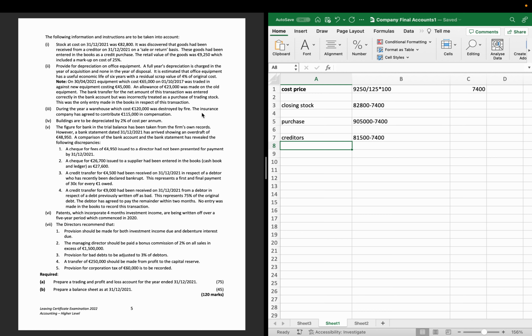Provide for depreciation on equipment. A full year's depreciation is charged in the year of acquisition and none in the year of disposal. So that's going to be important when we do the accumulated depreciation. Alright, so note, it was estimated that office equipment has a useful economic life of 6 years with a residual scrap value of 4% of original cost. Now that means when you depreciate, you only depreciate 96% of the equipment. You don't depreciate all of it.